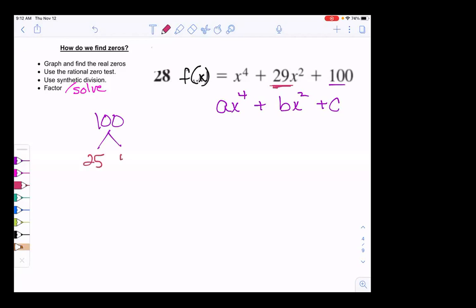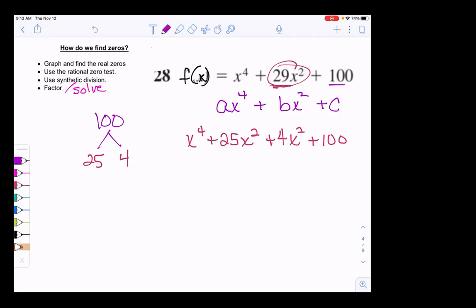What are 2 numbers that multiply to be 100 and add to be 29? 25 and 4, positive or negative? Positive. So if I want to factor this, I have x to the 4th. She told me 25. That's going to be an x squared because my 29 has an x squared. And then she also told me 4. And then I have 100. So the middle terms are x squared because my middle term is x squared. Those 2 numbers are supposed to add to be 29.